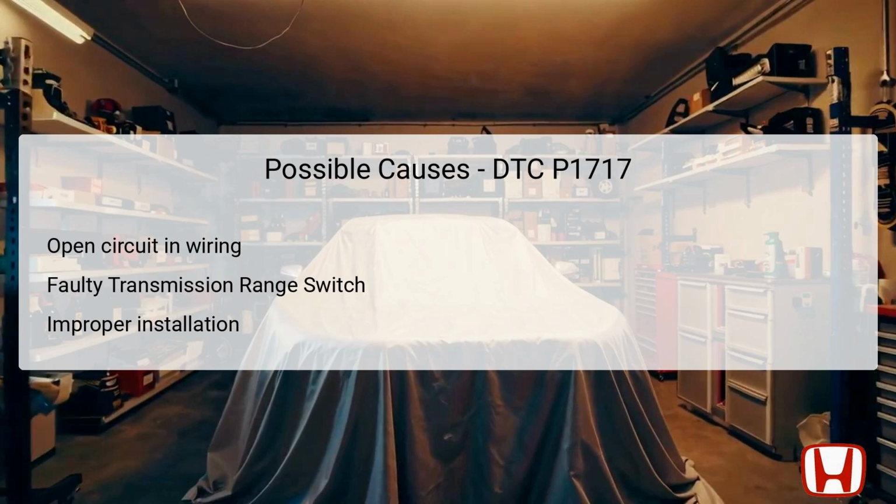Lastly, improper installation of the transmission range switch or connection issues can lead to erroneous signals, as the problem is strictly electrical. Ensuring that the wiring is intact, the switch is functioning appropriately, and that it is correctly installed is crucial for resolving this issue. The diagnosis should begin by inspecting these specific components in detail to isolate the problem accurately.